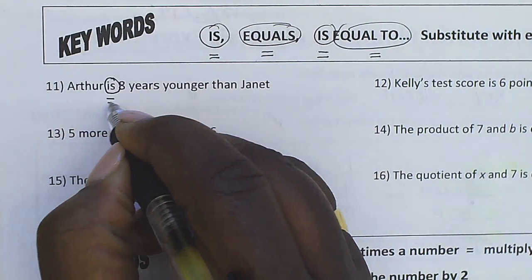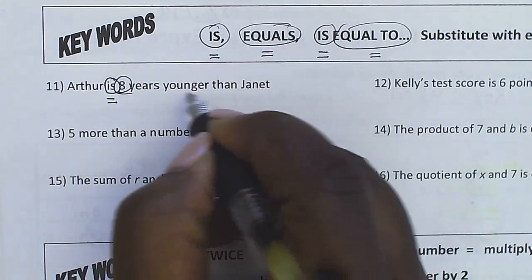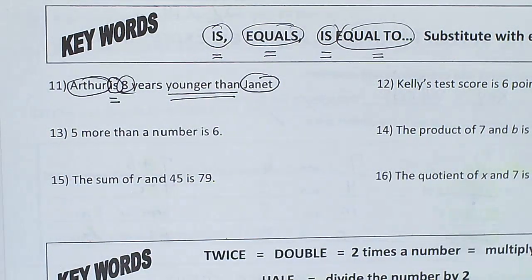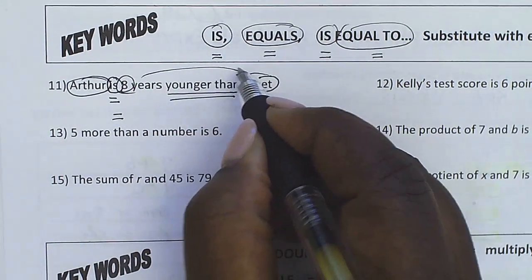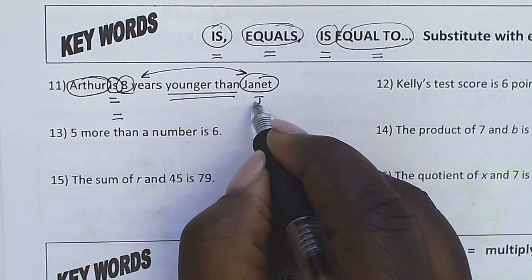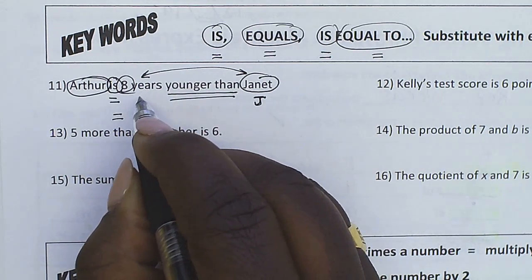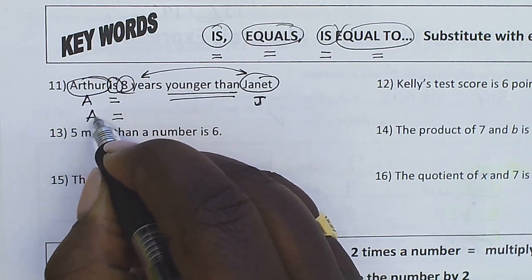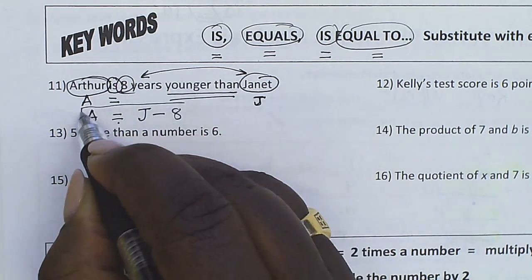Arthur is 8 years younger. So we got 8 younger than Janet. And here's Arthur. So we know where our equal sign goes. Looks like we have a switch, right? So Janet, let's represent Janet by J, is younger than 8 years. Arthur is. So we're going to represent Arthur by A. So A is J minus 8. That is our expression.